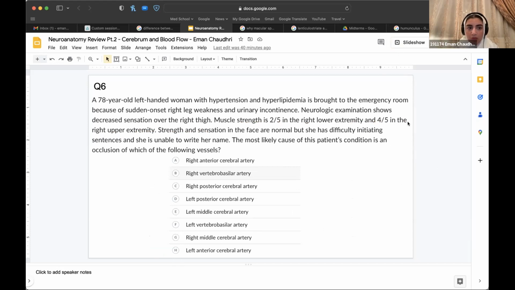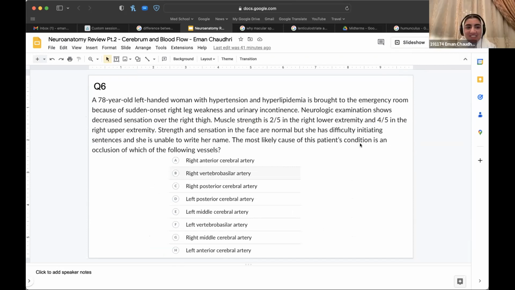Question 6. A 78-year-old left-handed woman. So left-handed, what is that telling you? Right off the bat. Dominant right hemisphere, like Sada said in the chat. Yeah, sorry, continue.